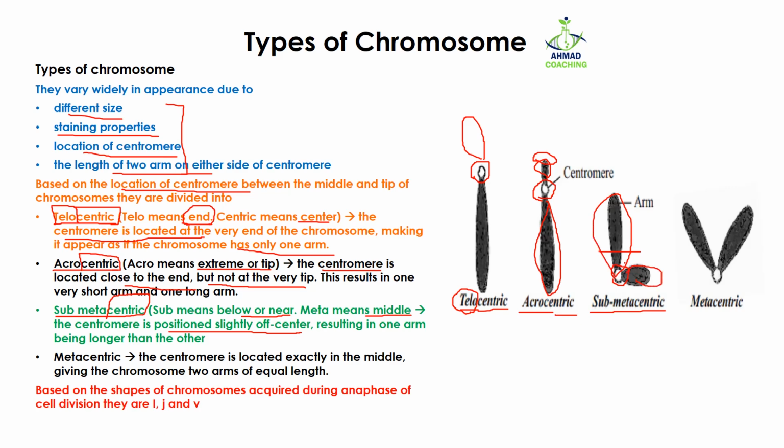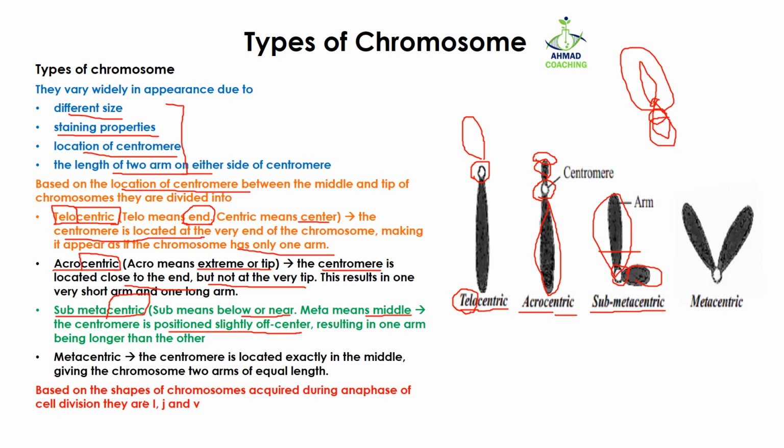It is supposed to be in the middle like this, but it is not in the middle, but it is a bit off to the center and present at this position, so that we have one long arm and one short arm. So this is known as submetacentric.